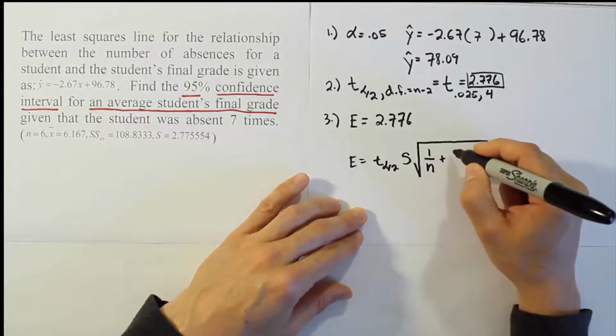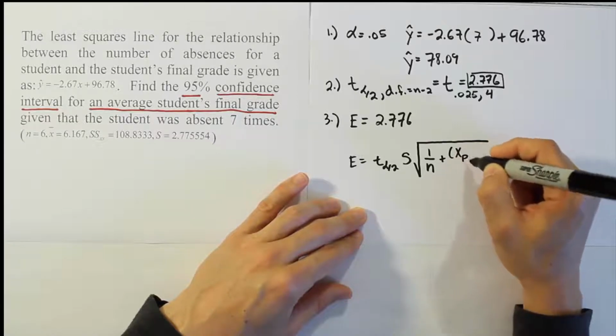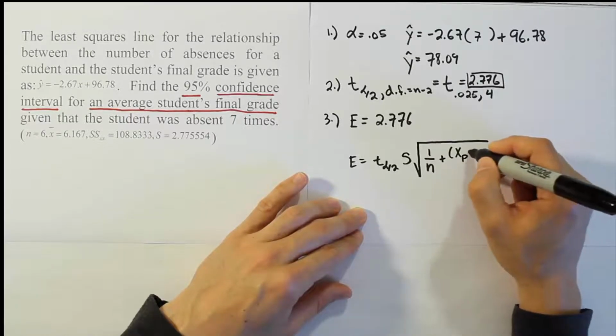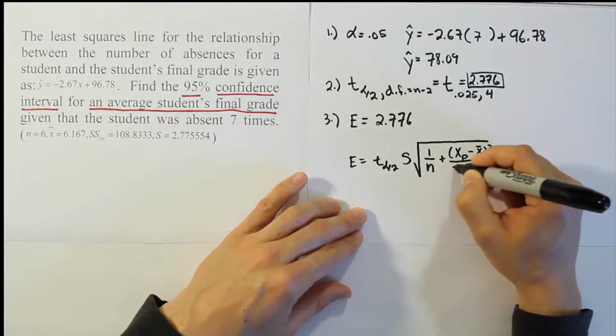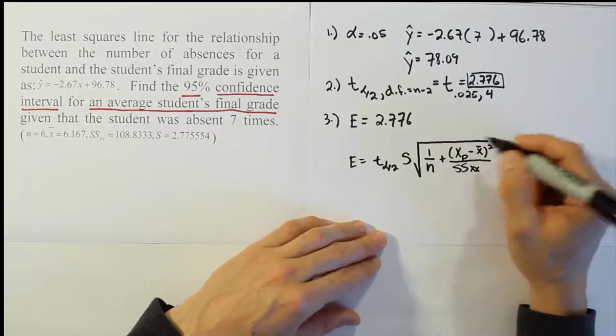Plus the parenthesis here, which is x sub p. That means the predicted x value, the predicting x value, the value we're plugging into the model, in other words, right? So the predictor minus the average x value, quantity squared, divided by the sum of squares for the x's. All right, that's our margin of error formula.